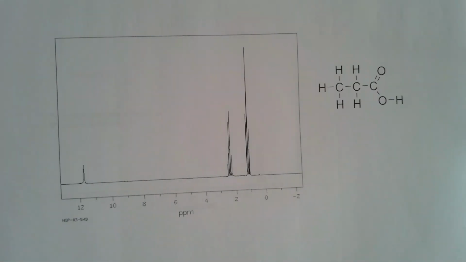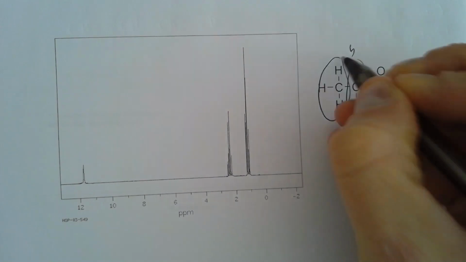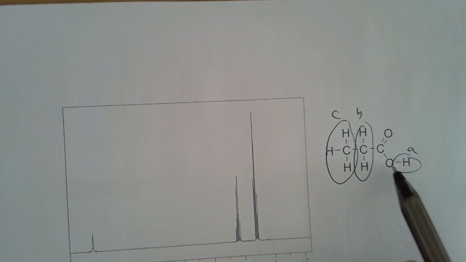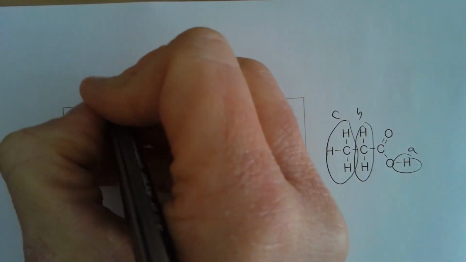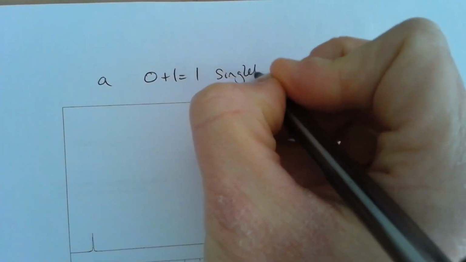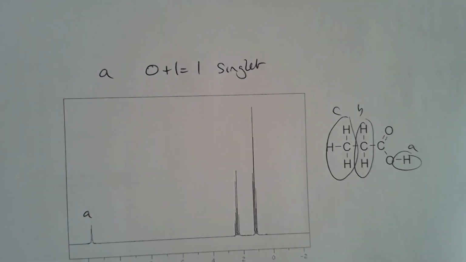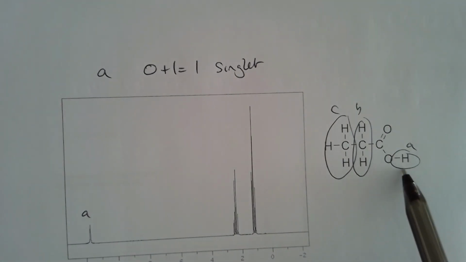So, propanoic acid. Label our environments A, B, C. A, hopefully we can realise now, is not adjacent to any other hydrogens, so therefore A is going to be 0 plus 1, a singlet, which must be this one here. Also, it's very, very downfield. It's exactly where we expect to see the hydrogen from a carboxylic acid.